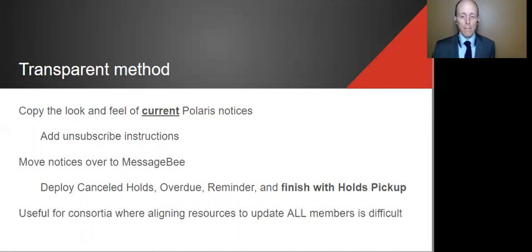This transparent email process could be really useful in a consortia environment where you want to move your entire consortia over to MessageBee, but it's really difficult to figure out how to align all of the resources to get all the branding stuff in there and the icons in there and the wording in there and all those things. If that's seeming too daunting, but you would like to still move to MessageBee, or you have a few members that are ready to do that, you could consider this transparent process so that folks that aren't ready can still be using MessageBee.